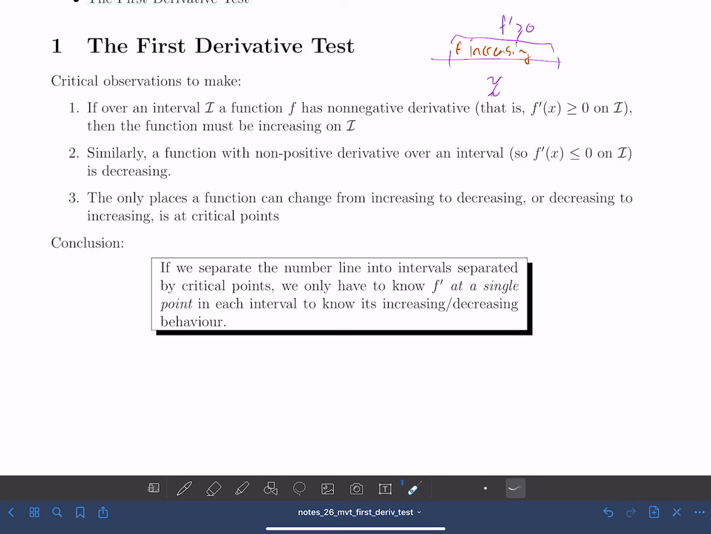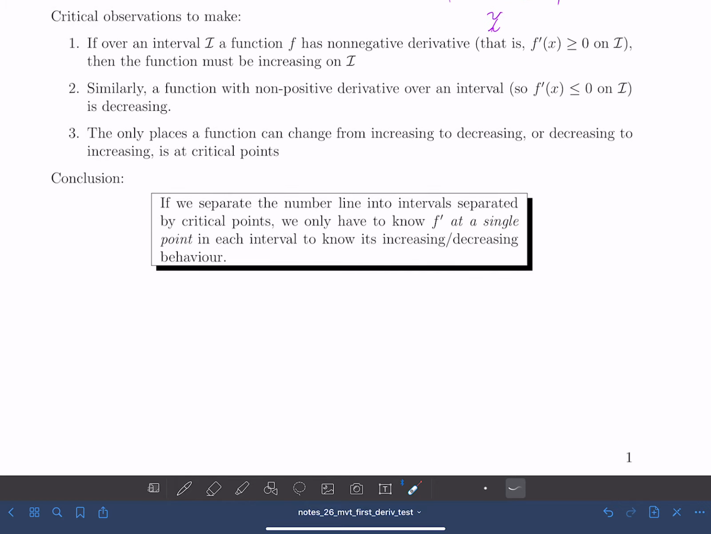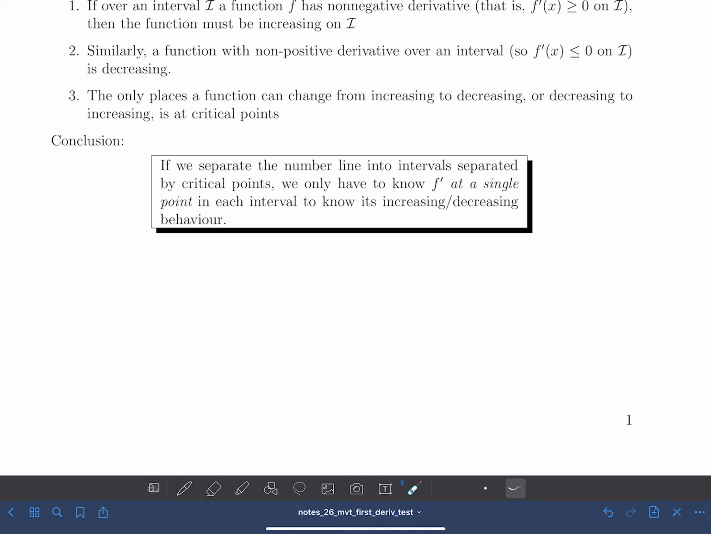And furthermore, the thing that really gives this power is that the only places that a function can change from increasing to decreasing or decreasing to increasing is at critical points. It's impossible for a function to change from increasing to decreasing or the other way around if there's not a critical point there. The only place it can change is at critical points. That's why they're so critical. What that means is that if we separate the number line into intervals separated by critical points, then we only have to know f prime at a single point in each interval to know its increasing, decreasing behavior.